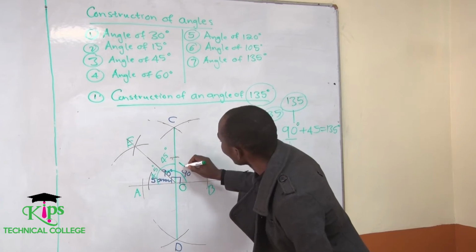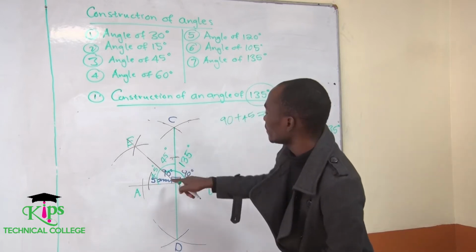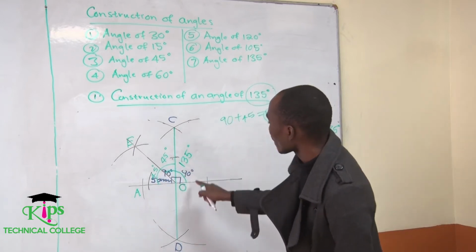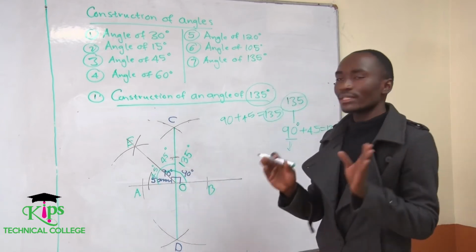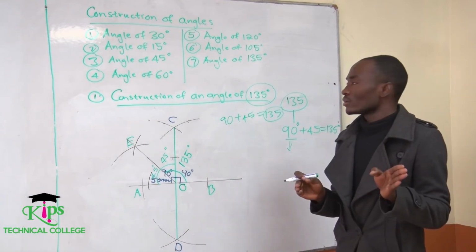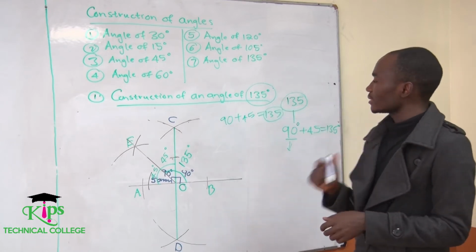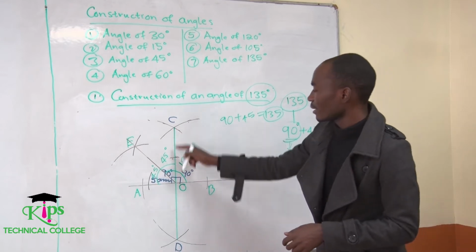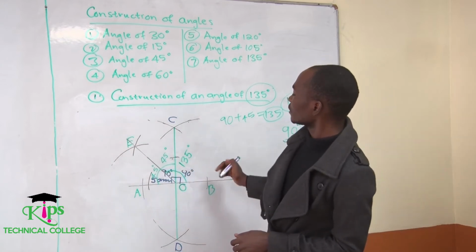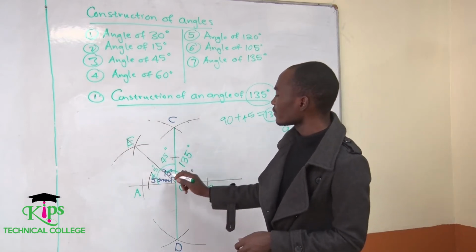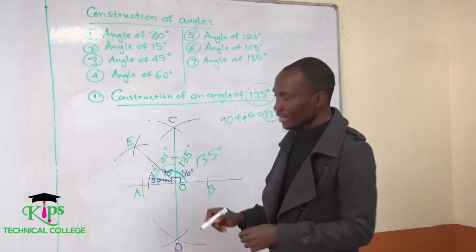So this is 135 degrees. From this point where I have bisected all the way to touching line OB, this is now my 135 degrees. Again, to construct the angle of 135 degrees, you need to construct an angle of 90 like this. Then you bisect this other 90 which is over here, so that the total of this 90 and this 45, from here up to here, will give me my 135 degrees.